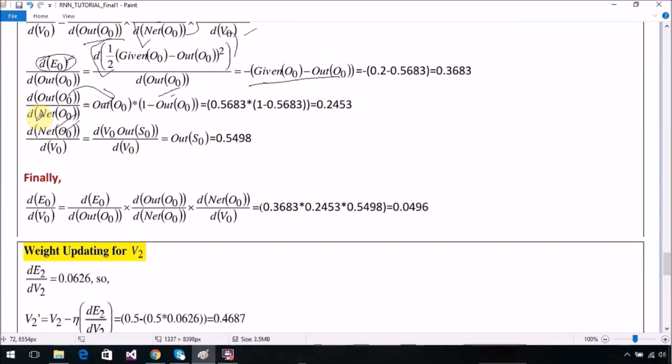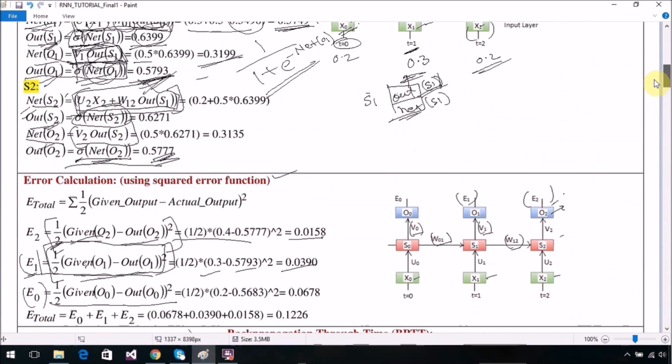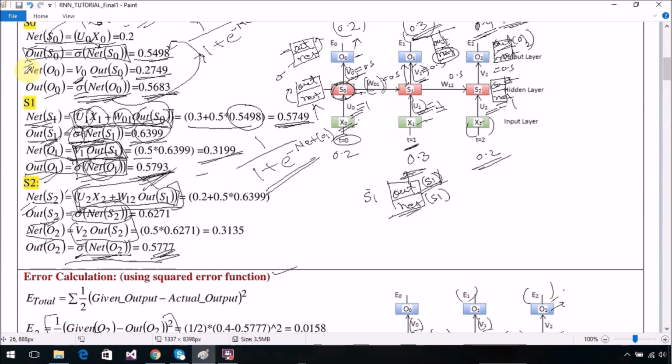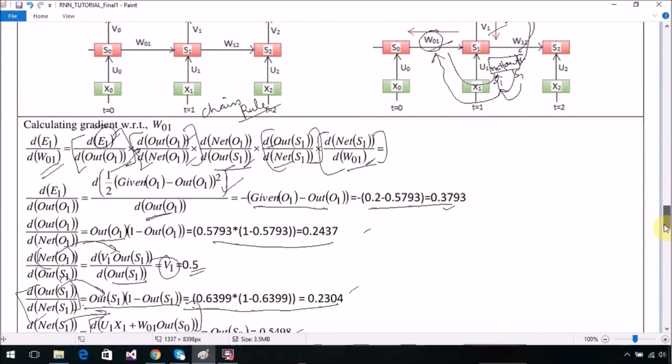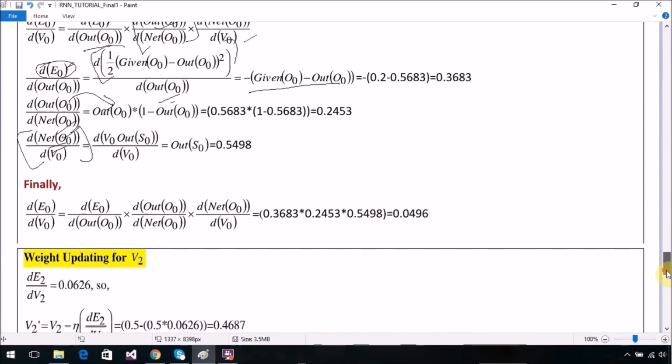The next part is to calculate the derivation of net O0 with respect to V0. So we will take the expansion of net O0, which is V0 into out S0. We will take this value, V0 into out S0, and take the differentiation with respect to V0. We will get this value.